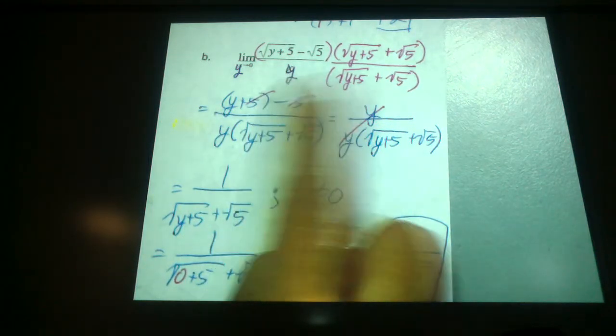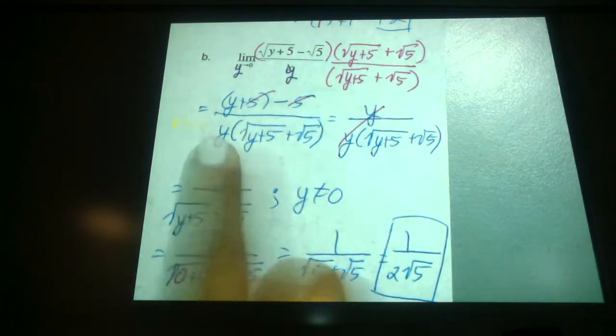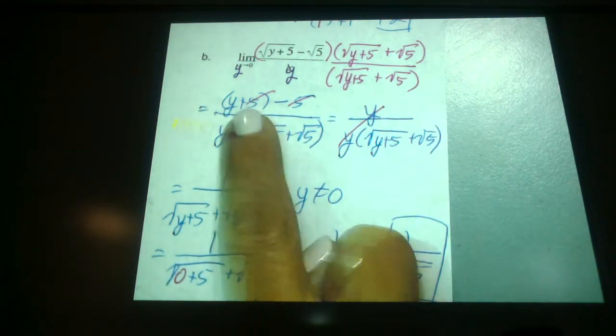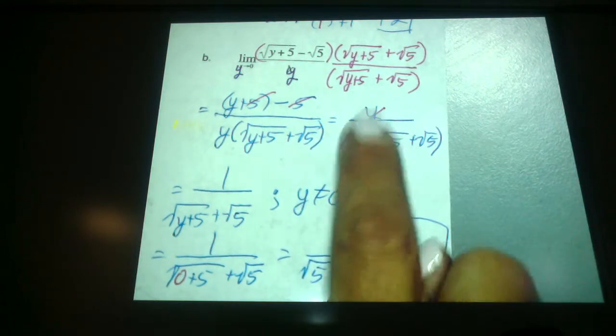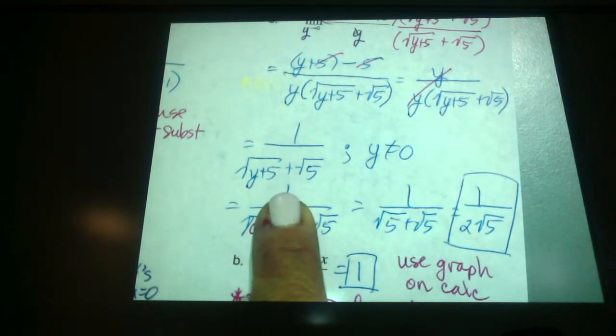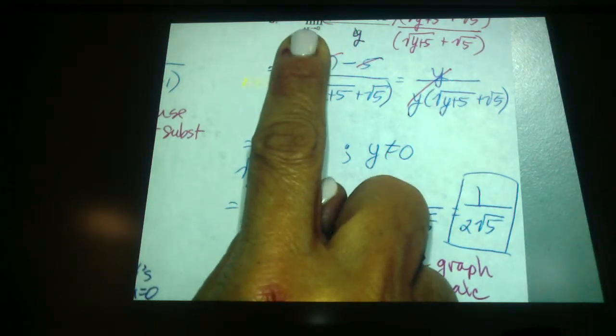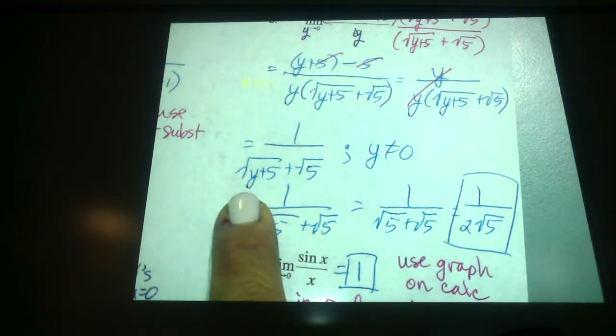And then this times this, don't multiply it together. Leave it unmultiplied. The 5 and the negative 5 cancel out. You end up with a y in the numerator over that denominator. The y's cancel, and now you have this expression here. So now we're going to use direct substitution. Substitute in for y, that's 0.